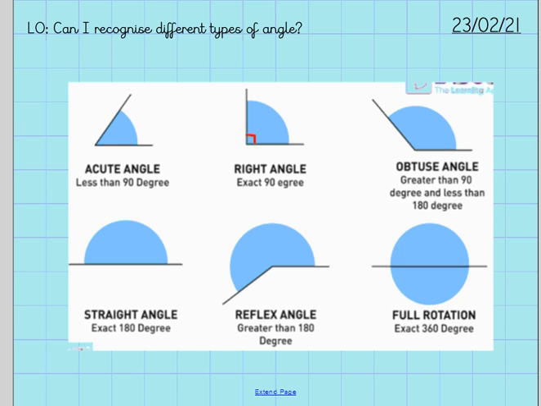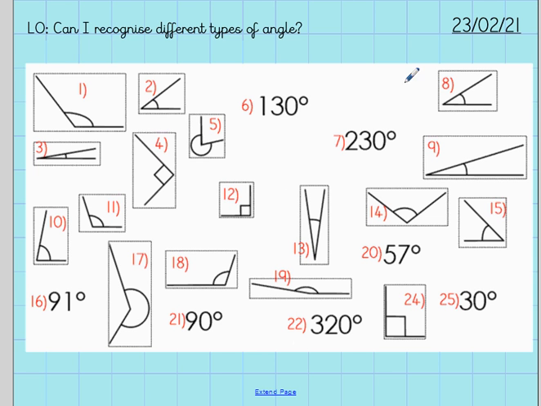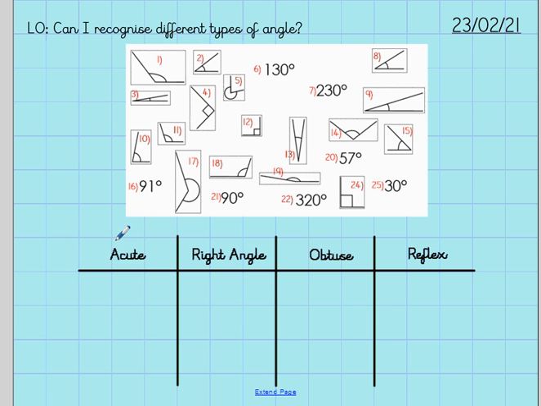Now what I want you to do today is I've got a number of angles either drawn or written. And what I want you to do is to sort those into a table. So there are some acute angles in here. There are some right angles in here. There are some obtuse angles in here. And there are some reflex angles in here. There are no straight lines. There are no full turns in there.